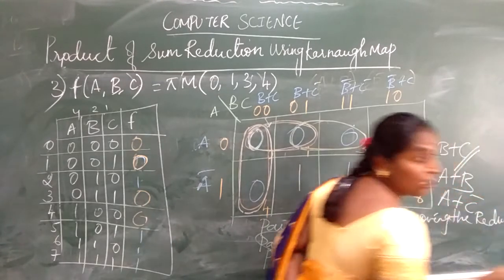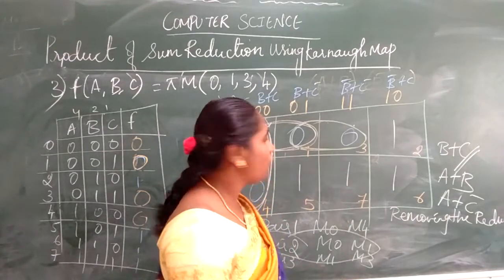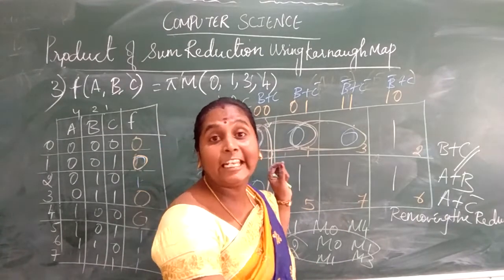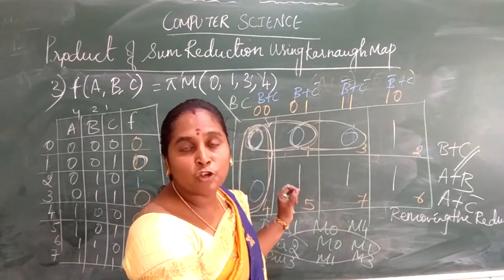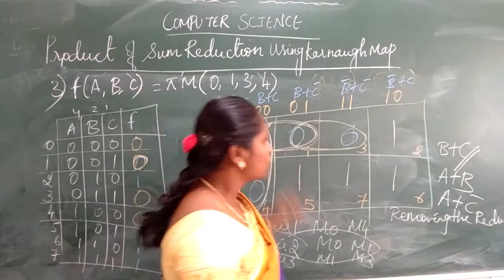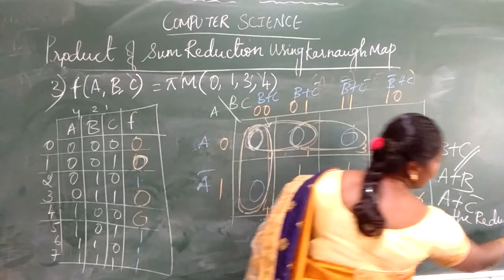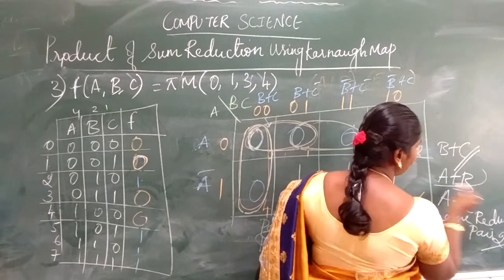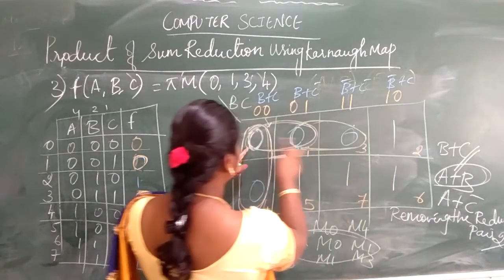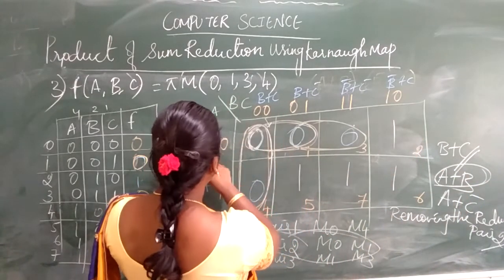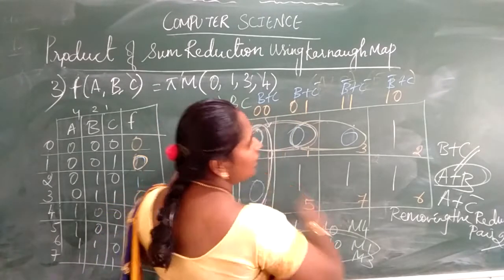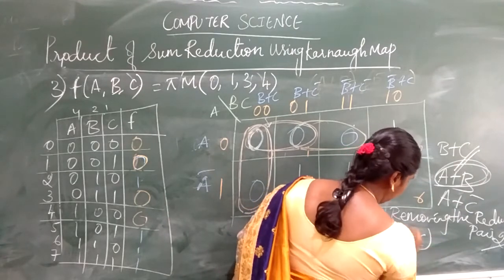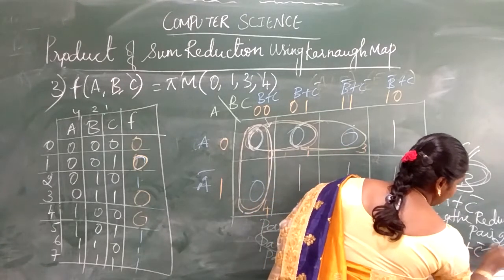If there is any map rolling or overlap, you have to perform it where it is being overlapped. Even here it is being overlapped. But you have to see if any redundant group exists. If a redundant group exists, remove it. So my pair 2 is redundant. I am removing the pair 2 expression A plus B. The simplified expression is B plus C into A plus C bar.